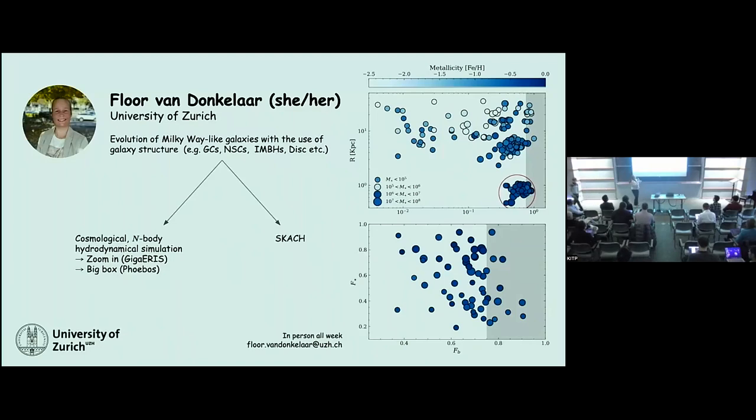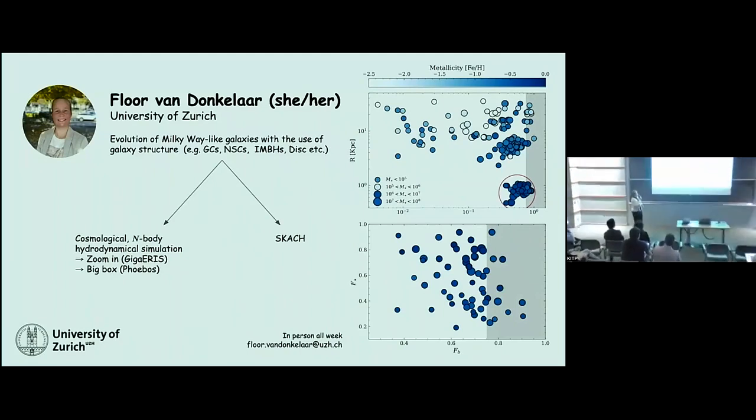So hello everyone, my name is Floor van Donkelaar. I'm from the University of Zurich. I'm a PhD student. I mainly work with Lucio Meyer. I work on galaxy formation and evolution, mainly Milky Way-like galaxies. And I try to do this through galaxy structure. So I look specifically at globular clusters, specifically at the nuclear star cluster, etc.